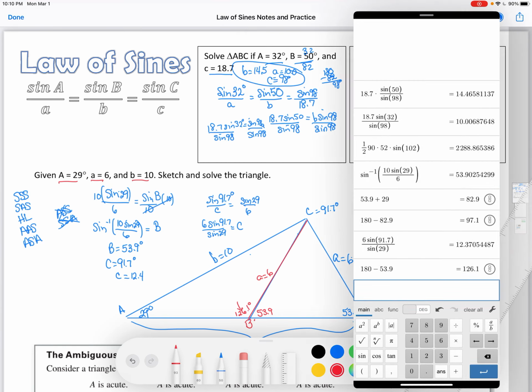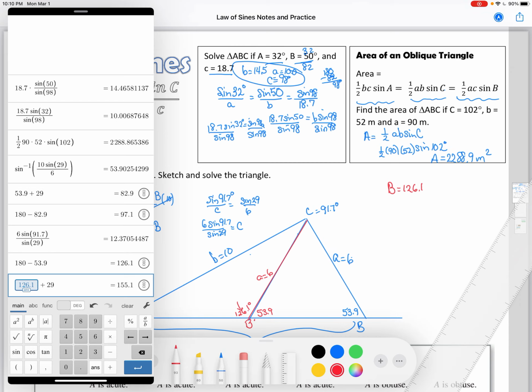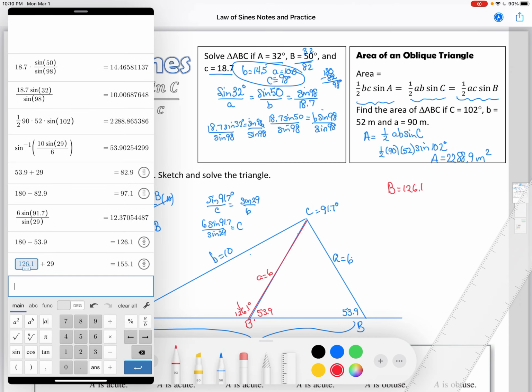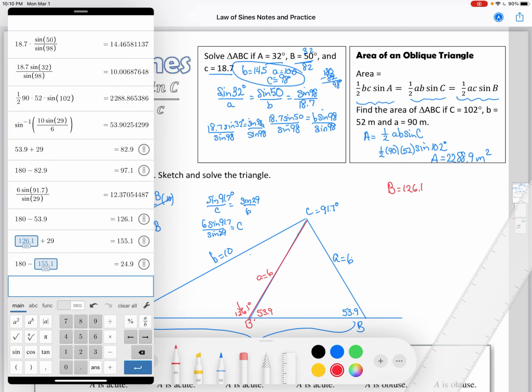So we have this whole new triangle now where angle B is 126.1, and we can find our new angle C, which if we add our answer 126.1 to our initial 29 degrees, we get 155.1. If we take 180 minus that answer, we get 24.9. So our new angle C is 24.9 degrees.